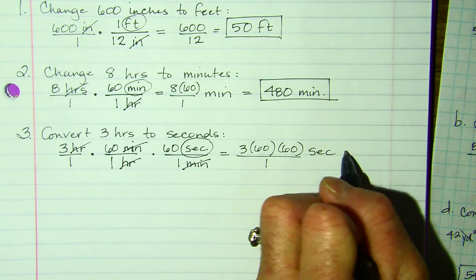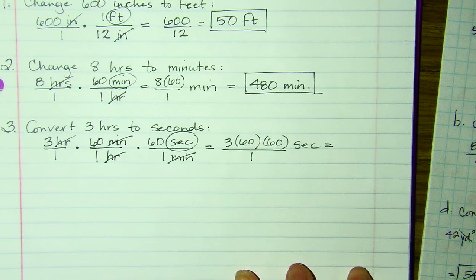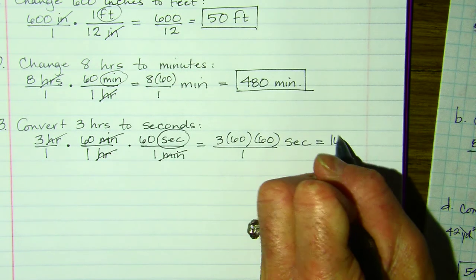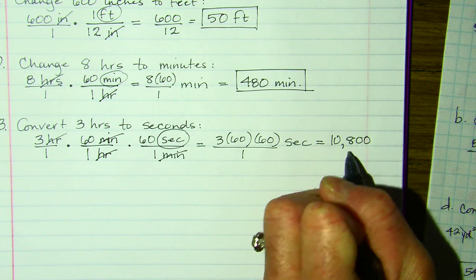Okay, so now I'm going to use my calculator. 3 times 60 times 60. I got 10,800 seconds.